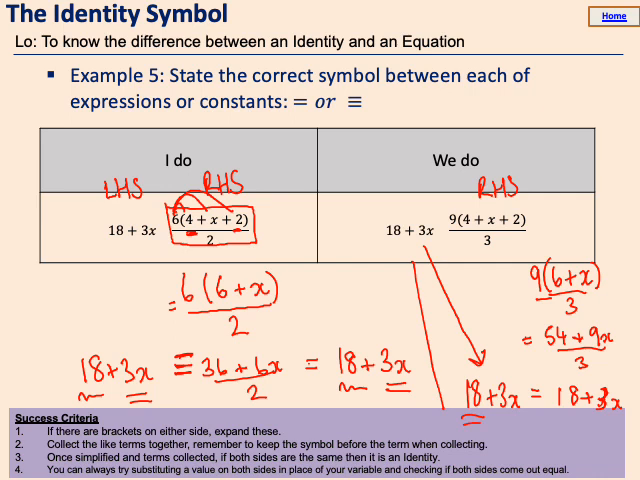So the constants are the same and my variables are the same. So this is always going to be the same no matter what value I put in here. If I put a 1 in here and a 1 in here, both sides will be the same. Just let me show you that.